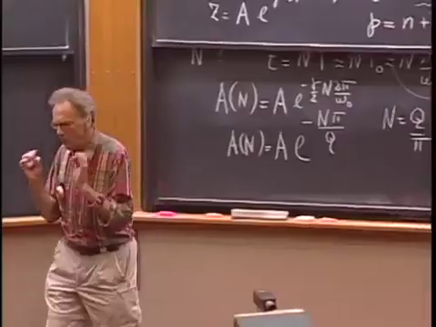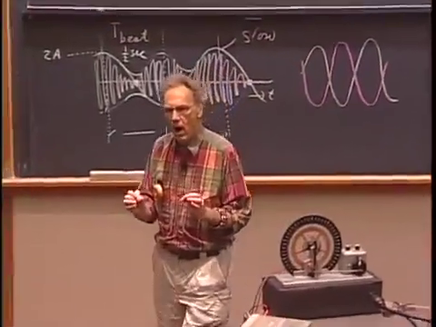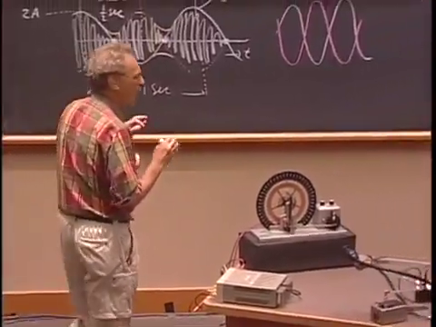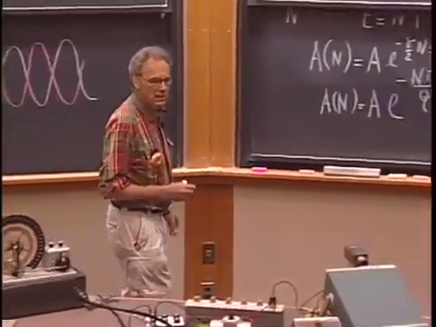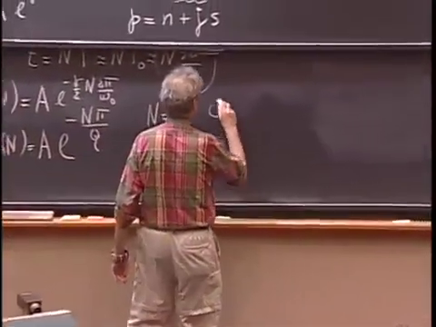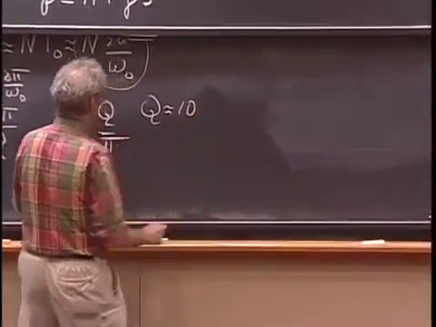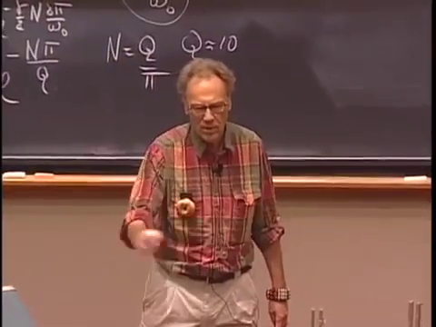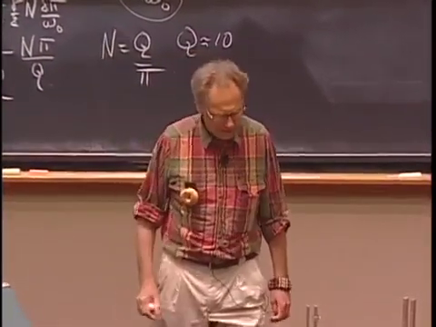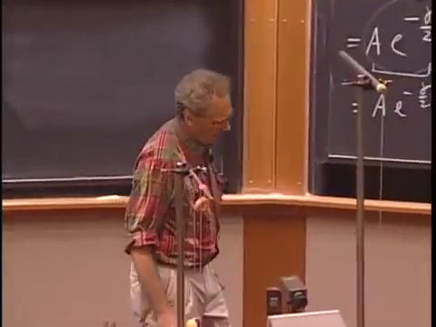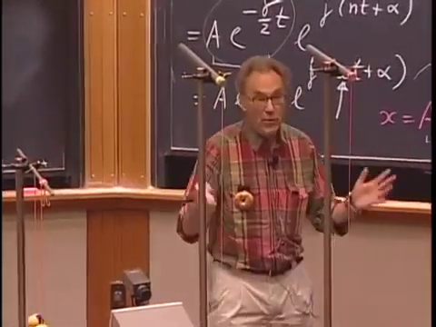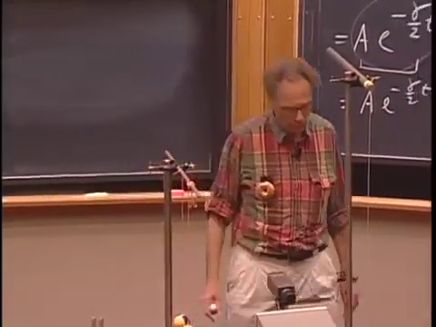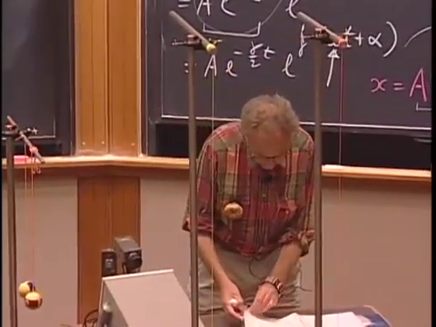over e. So in one case, I ask myself, how many seconds do I have to wait? In the other case, I ask myself, how many oscillations do I have to wait? And so if Q is 10, it tells you that you have to wait about 3 oscillations, roughly, for the amplitude to go down by a factor of e. And if Q is 100, you have to wait more like 32 oscillations for the amplitude to go down by a factor of e.